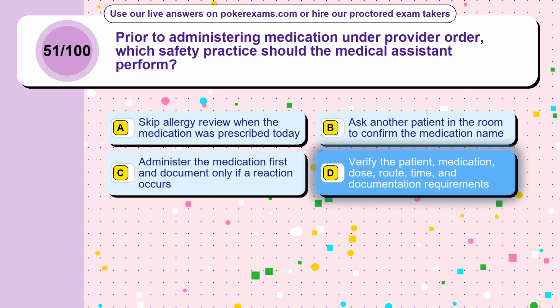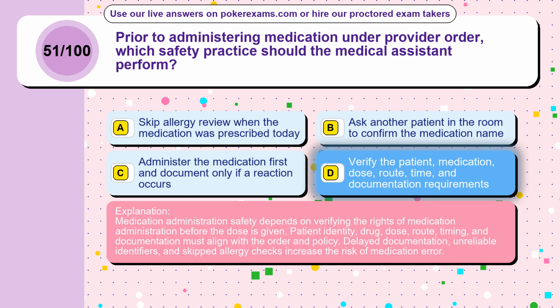The correct answer is option D. Verify the patient, medication, dose, route, time, and documentation requirements. Medication administration safety depends on verifying the rights of medication administration before the dose is given. Patient identity, drug, dose, route, timing, and documentation must align with the order and policy. Delayed documentation, unreliable identifiers, and skipped allergy checks increase the risk of medication error.